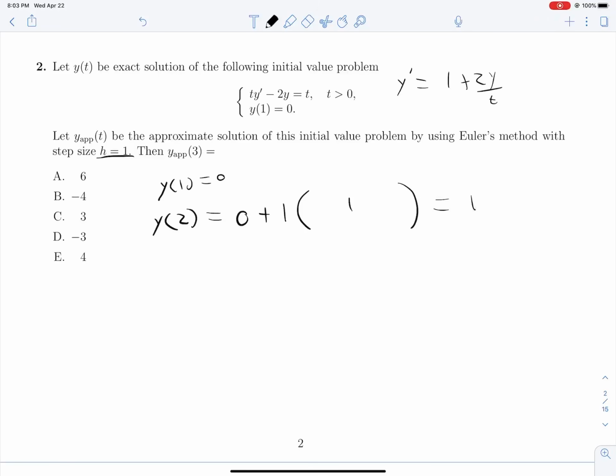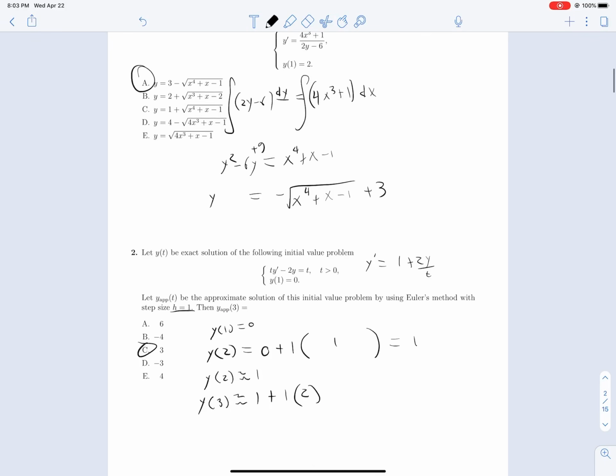So y at 2 is approximately equal to 1, and so we can approximate y at 3 as what y at 2 is equal to, plus our step size multiplied by y prime evaluated at 2, 1. So that gives us 2. And so y at 3 is approximately equal to 3, so 2 is c.